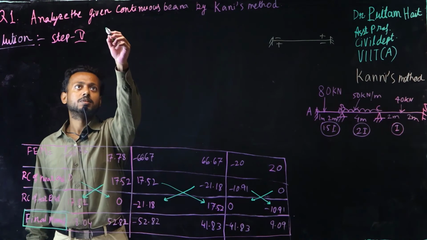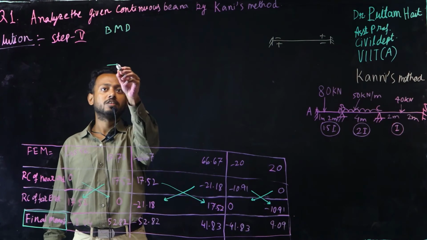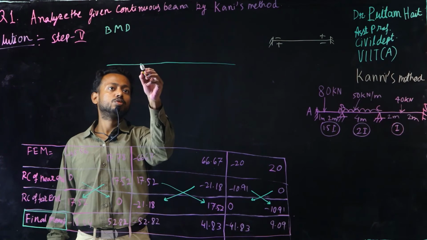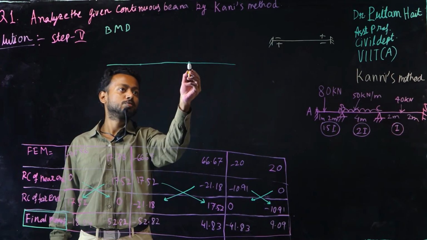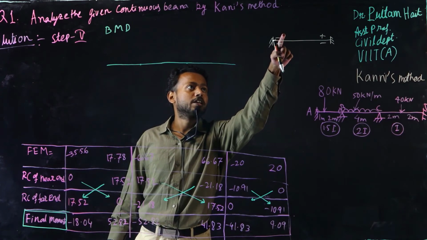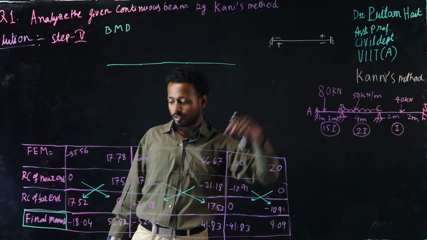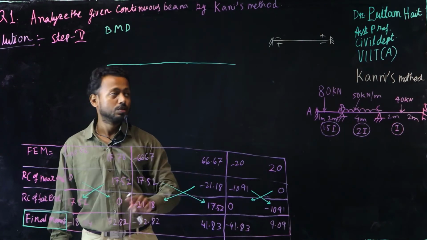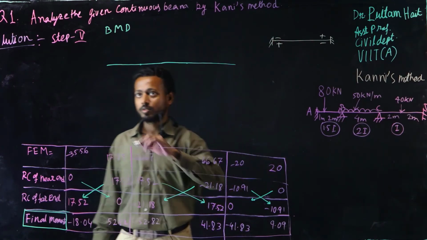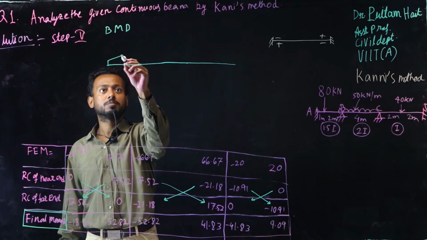So fifth step is bending moment diagram. So this is the continuous beam. First I will draw the bending moment diagram. It has 3 spans, span 1, span 2, span 3. Always remember this sign convention: left up negative, down positive, right up positive, down negative. So we have negative positive. Negative to positive, that means from top to top.